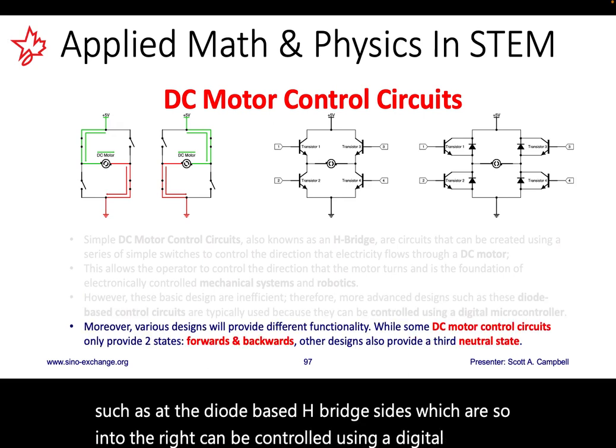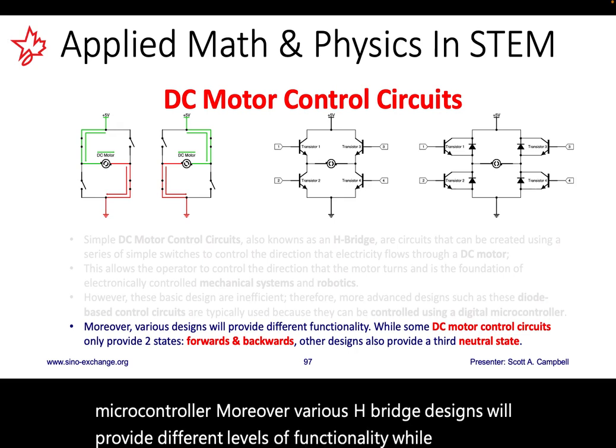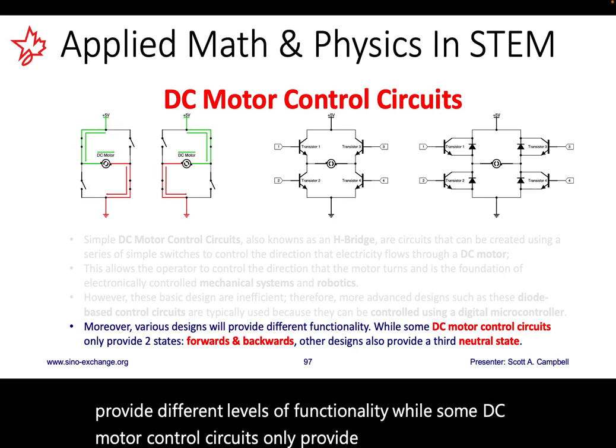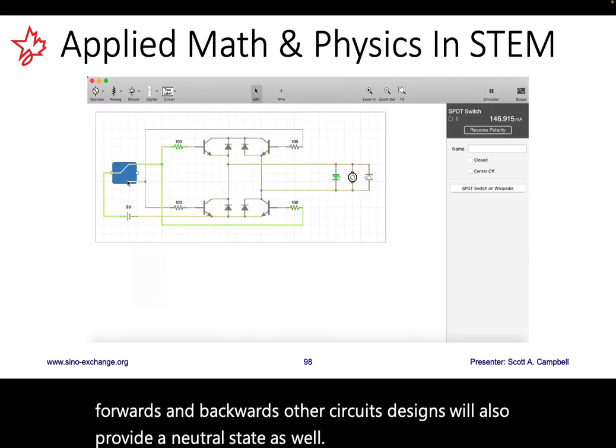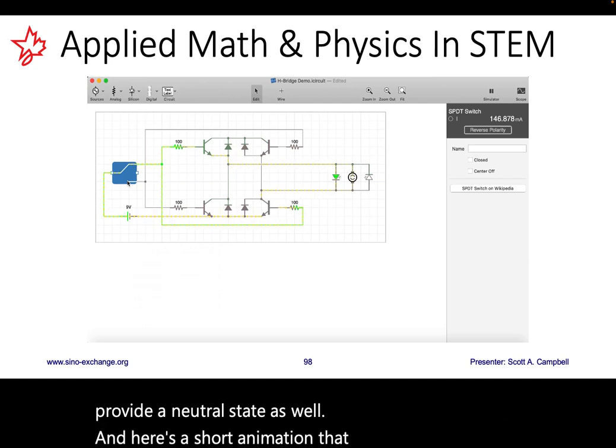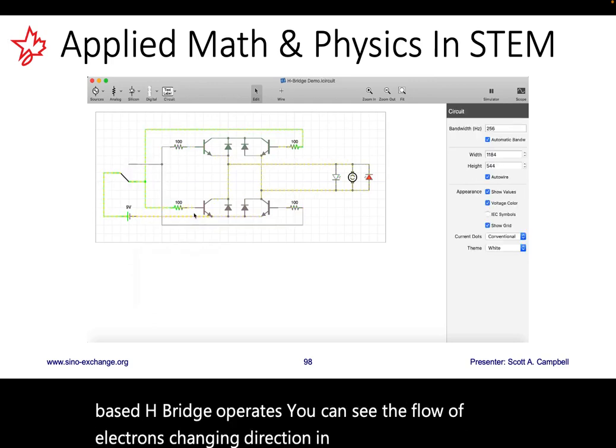Moreover, various H-bridge designs will provide different levels of functionality. While some DC motor control circuits only provide two states, i.e. forwards and backwards, other circuit designs will also provide a neutral state as well. And here's a short animation that shows how a diode-based H-bridge operates. You can see the flow of electrons changing direction in the circuit when the toggle switch is changed.